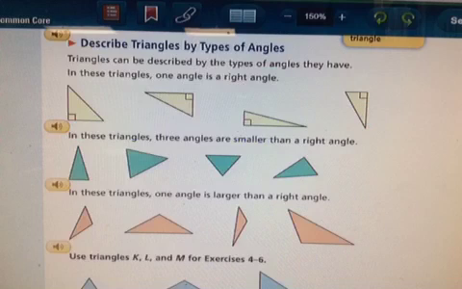If we look at the next one, in these triangles all 3 angles are smaller than a right angle. If we look at all 3 angles, every single angle on these triangles is smaller than 90 degrees. We would not be able to draw a square in any of these angles because they are too small. They are closer together. So these triangles are called acute triangles.